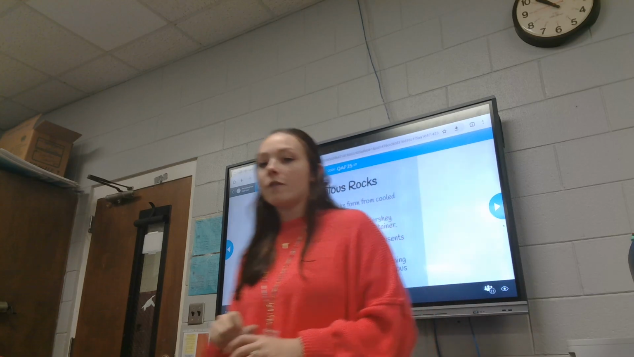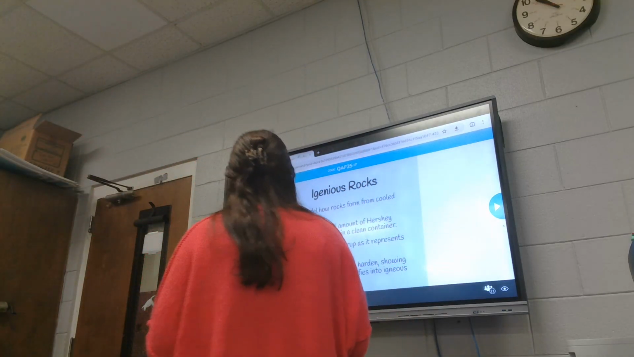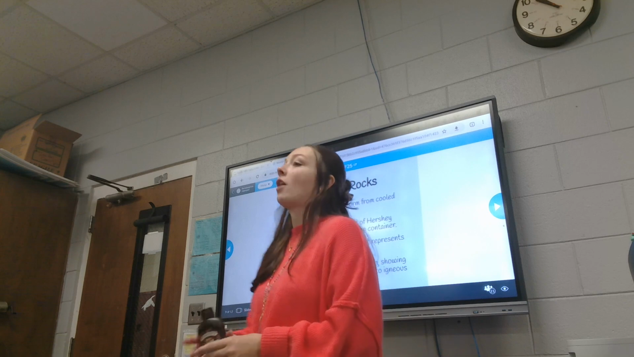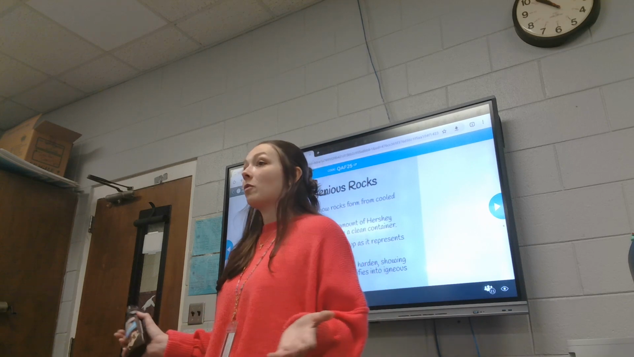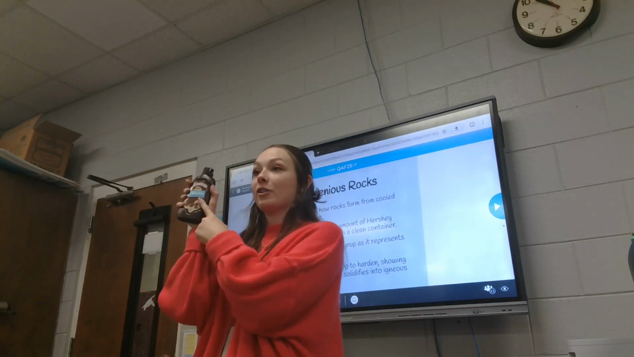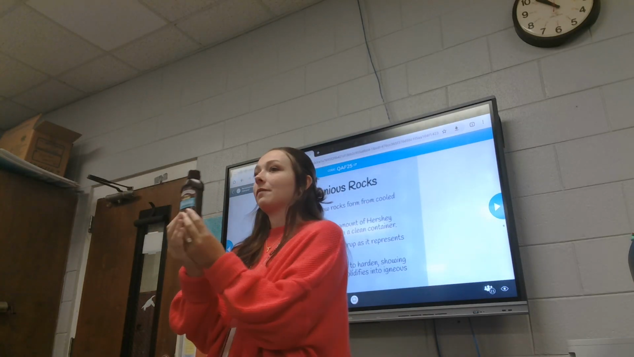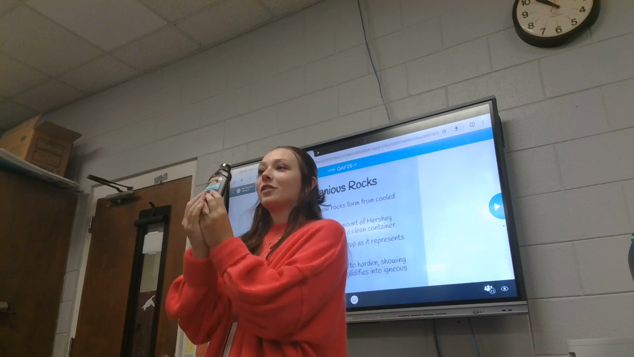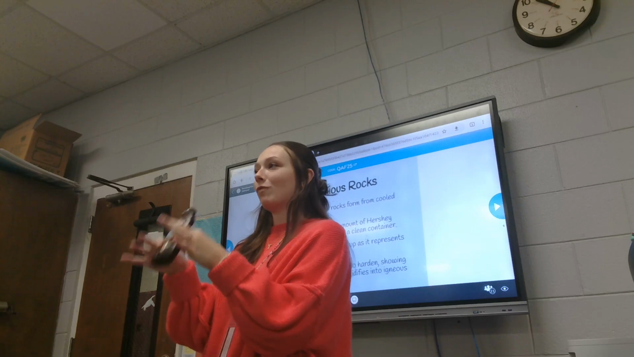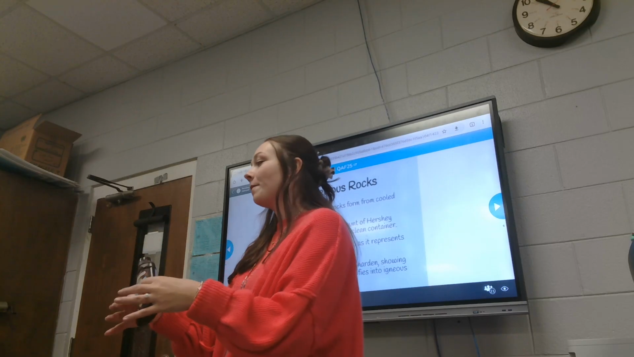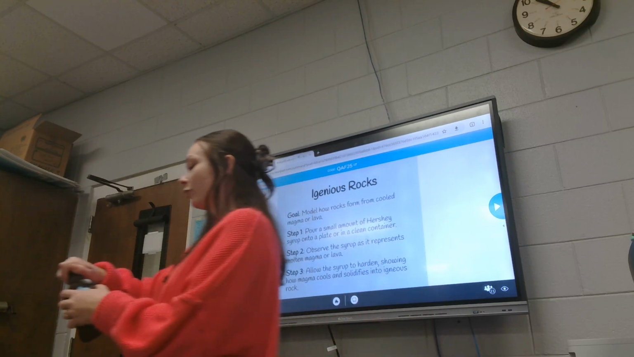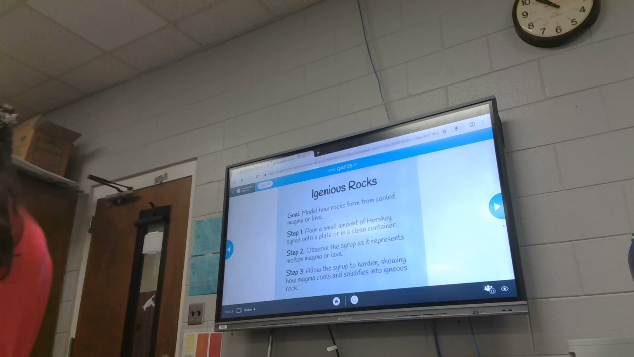All right, so our first rock is igneous rock, and our goal for this one is to model how rocks form from cooled magma or lava. And I don't have a way to melt our marshmallow, so instead we're going to try using this magic shell chocolate syrup. Has anybody used this? Okay, so we tried this earlier, and it didn't work the way we wanted to, but we're going to hope if we just keep on trying, maybe it'll cool down and it'll harden. So that's what it's supposed to do. It's supposed to harden. So this is going to act as our lava, because what is lava? How does it start out?